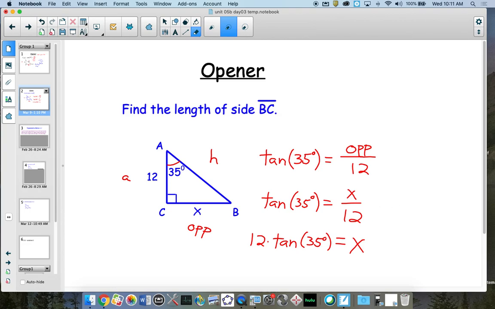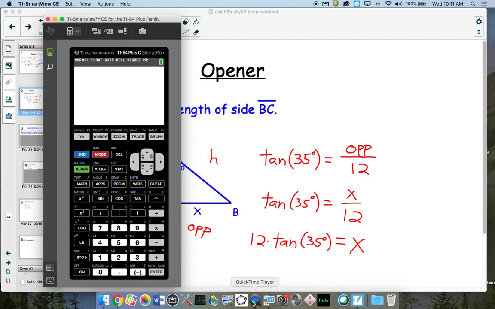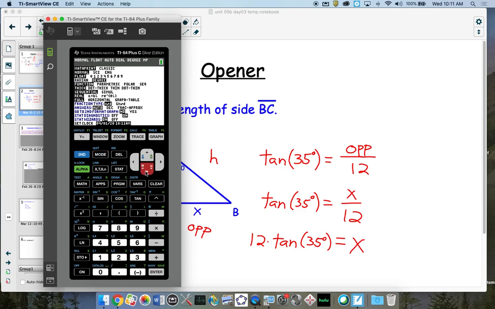So we get x is equal to 12 times whatever the tangent of 35 is. Now this is where our calculator is going to come in handy, and we're going to have to use a calculator for this. So the first thing you want to do is make sure that you are in degree mode. On this calculator I have to go to mode, and you can see degree is highlighted, so I'm good. On scientific calculators there's usually a D or an R, and you want to make sure the D is set up, which stands for degree. And most calculators default to degree.